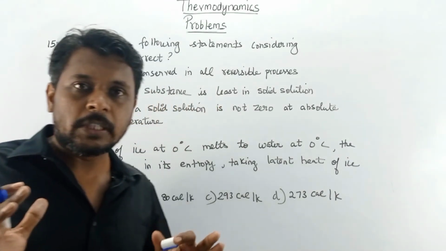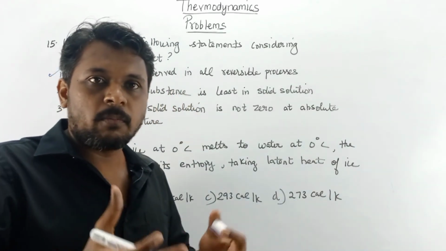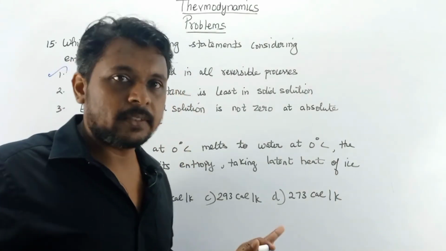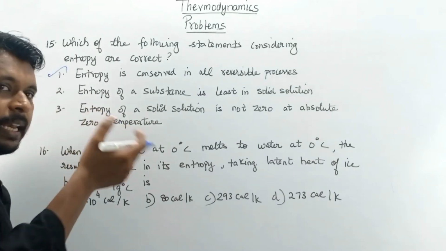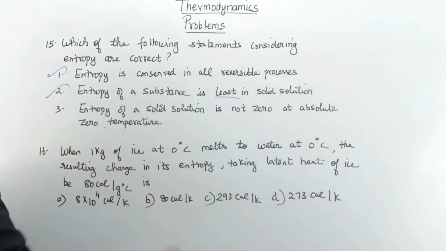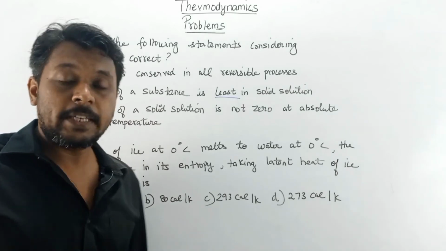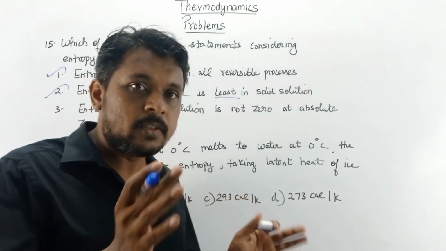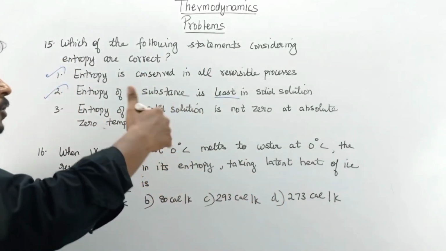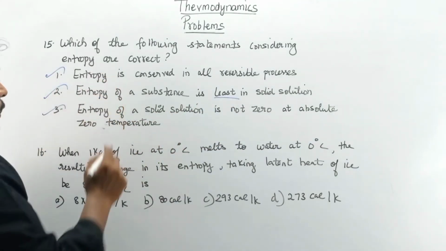Entropy of a substance is least in the solid state. Yes, in a solid the molecules will not move, so there is no randomness of molecules. The entropy will be least in a solid when compared to liquids and gases, because the randomness of molecules is very low. Next, entropy of a solid is not zero at absolute zero temperature. Yes, according to the third law of thermodynamics, it is zero only for a perfect crystalline solid. For other solids, it is not zero at absolute zero temperature. So all three statements are right.